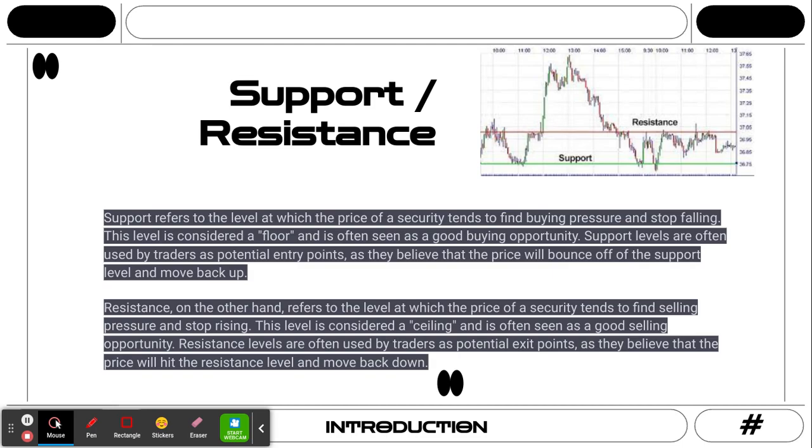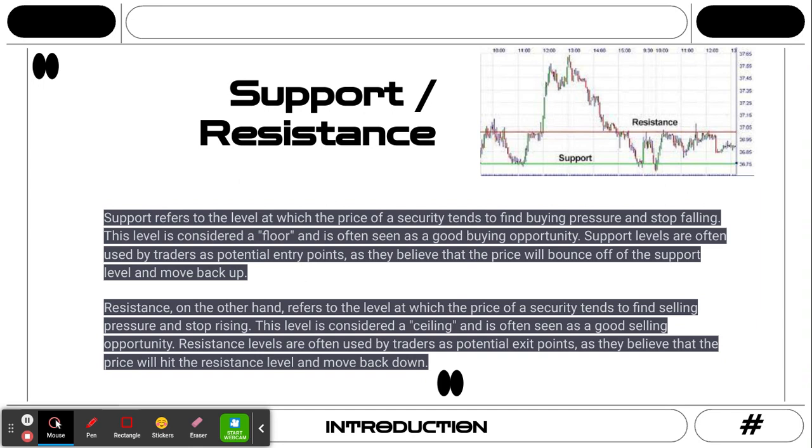Support refers to the level at which the price of a security tends to find buying pressure and stop falling. This level is considered a floor and is often seen as a good buying opportunity. Support levels are often used by traders as potential entry points, as they believe that the price will bounce off of the support level and move back up. We will talk about that in a second.